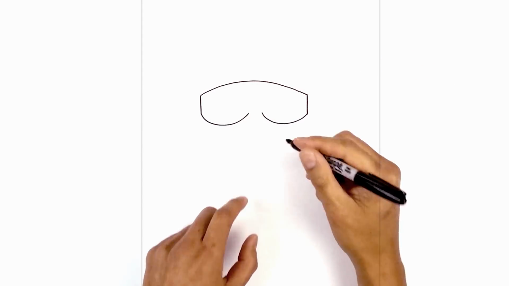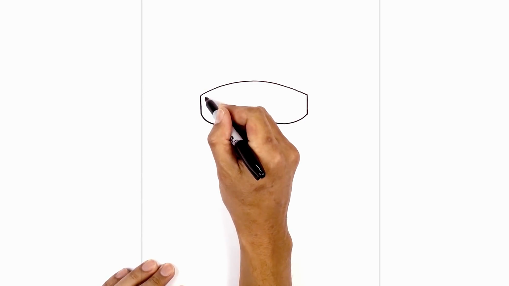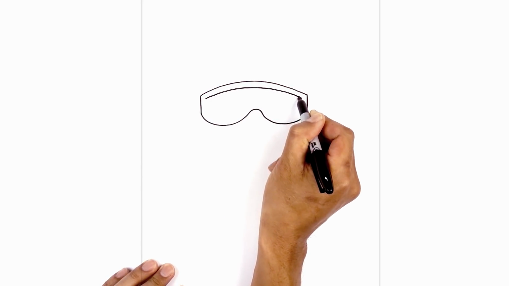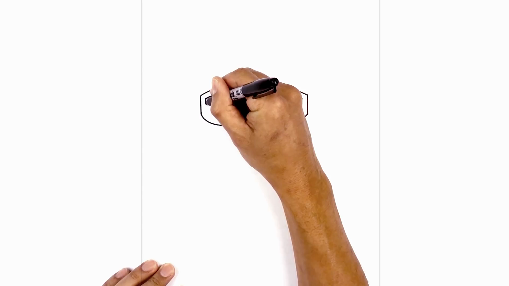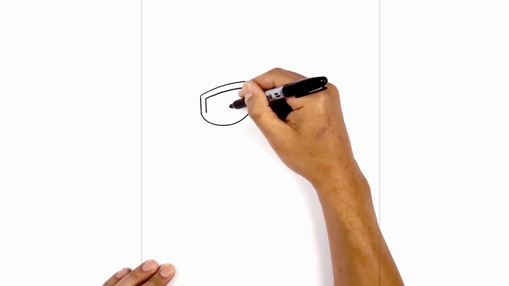Now we're going to connect these 2 points with a curve. Starting on the left, I'm just going to blend into a curve going across towards the right. Now let's go in and just trace this out on the inside. We're going to start on the left side, then come down the sides, and then work our way in towards the middle.